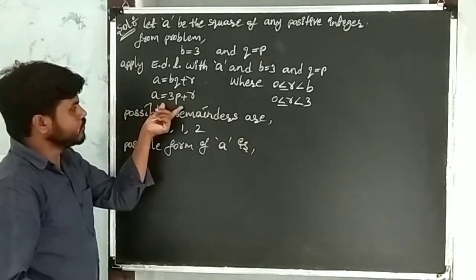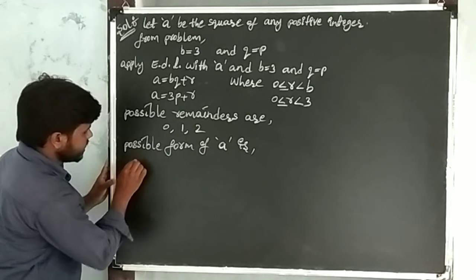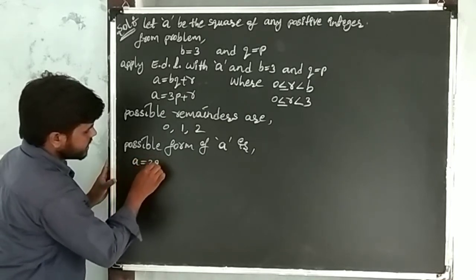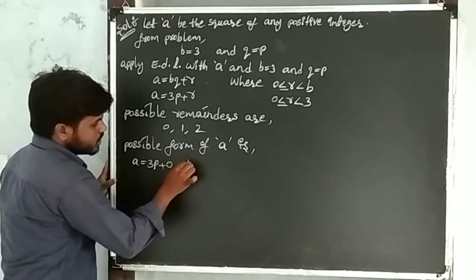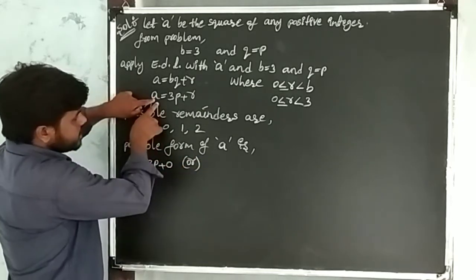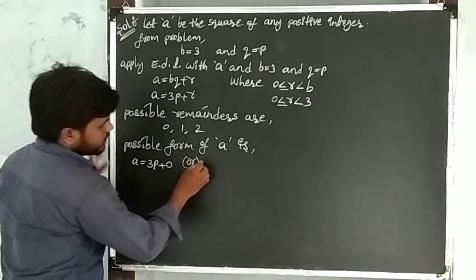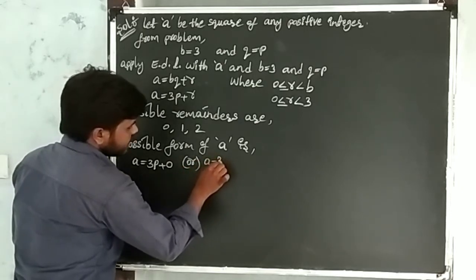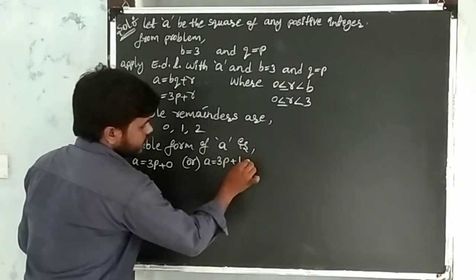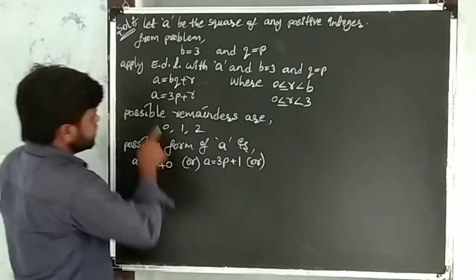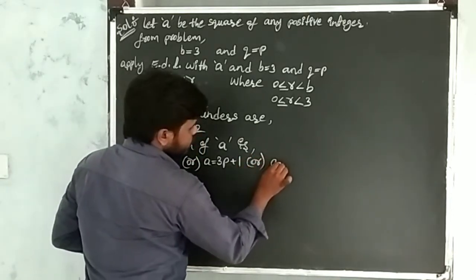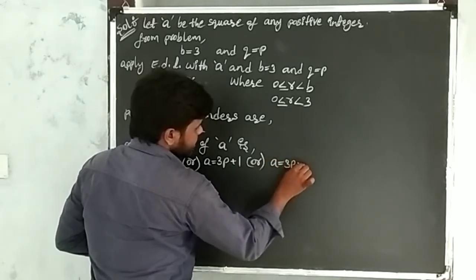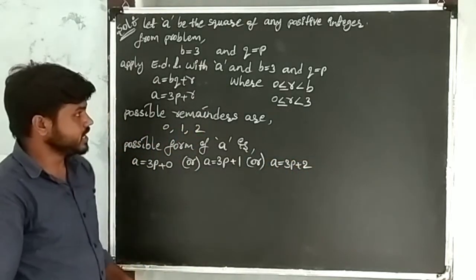The form of a is a equal to 3p plus r. So a equal to 3p plus remainder 0, or another form, a equal to 3p plus remainder 1, or another form, a equal to 3p plus remainder 2.